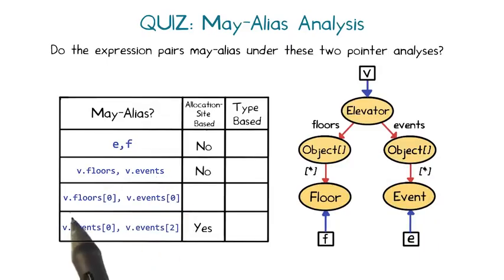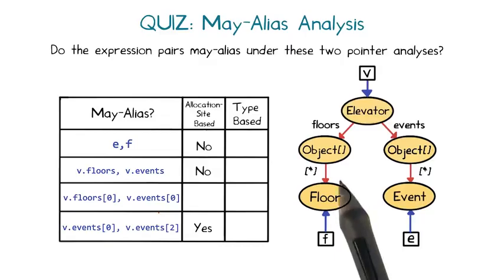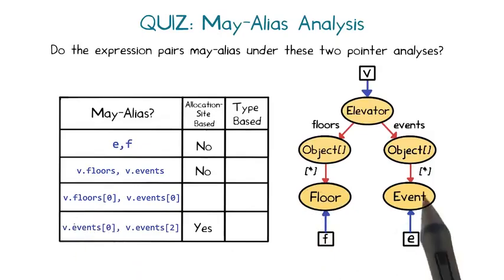For v.floors of 0 and v.events of 0, we need to follow one more arrow each than we did when analyzing v.floors and v.events. We follow the arrows labeled by the asterisks. Since we end up at the floor node for v.floors of 0 and the event node for v.events of 0, we can again conclude that v.floors of 0 and v.events of 0 always refer to different concrete objects. So the question, may they alias, is answered no.